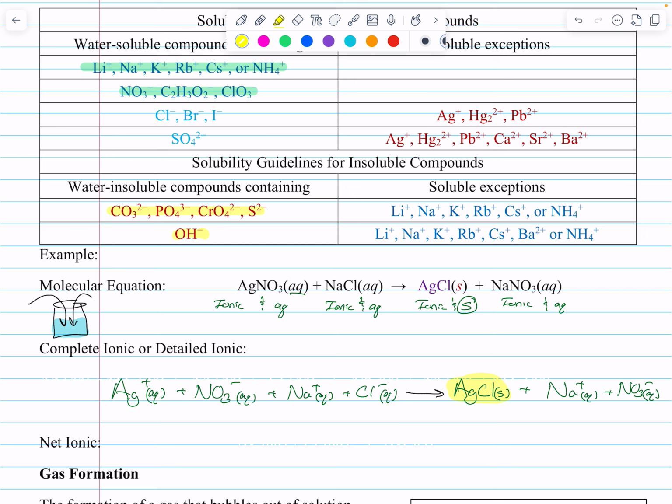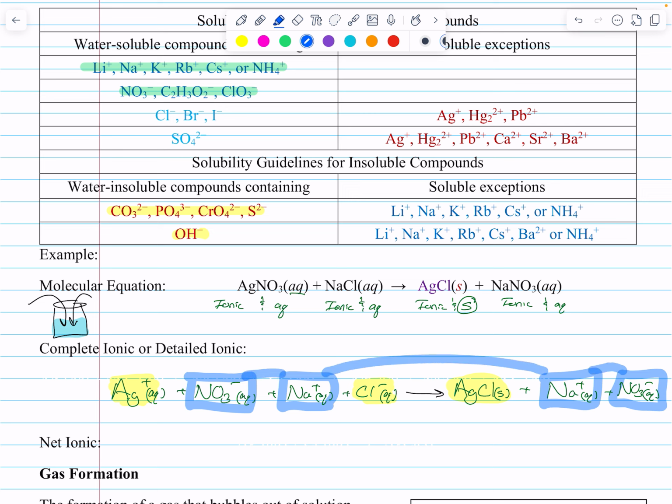So if we do that, chloride is involved and silver is involved. That means nitrate and sodium right here don't do anything. You see that? So these are all what we're going to call spectator ions.